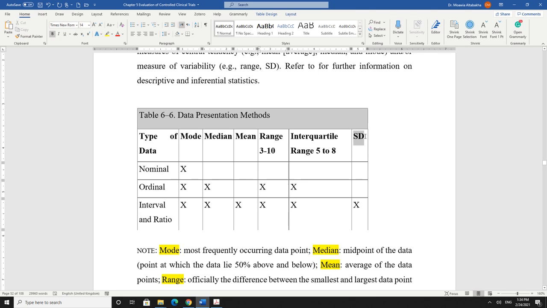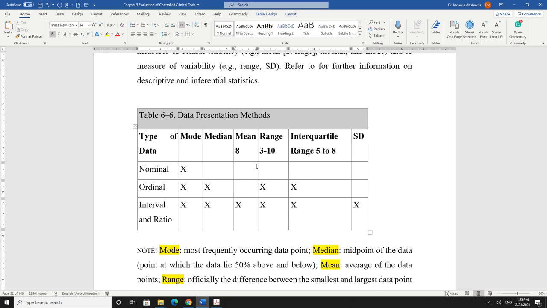While SD refers to standard deviation. Standard deviation is required in order for you to show the reader how variable your group is. Let's say I said that the mean score was 8. But I don't know the variability in the scores. Is it very variable or not?